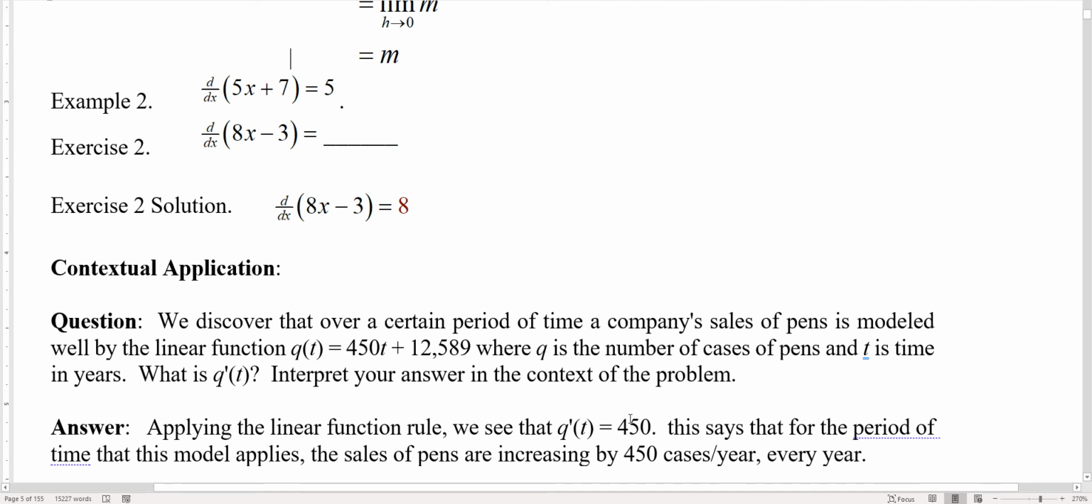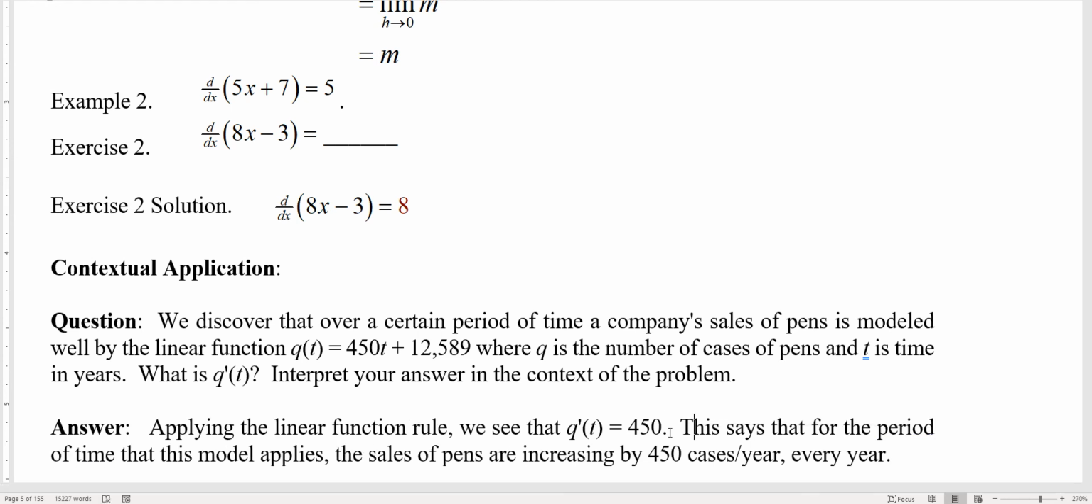This says that for the period of time that the model applies, the sales of pens are increasing by 450 cases per year, every year. So there's a good contextual example of that. Okay, so that is the linear function rule. Again, another one that's very easy to see why it works algebraically, and also why it works geometrically, and it's super easy to apply.